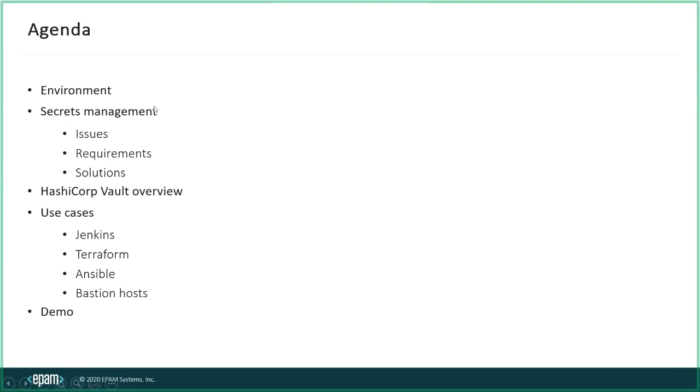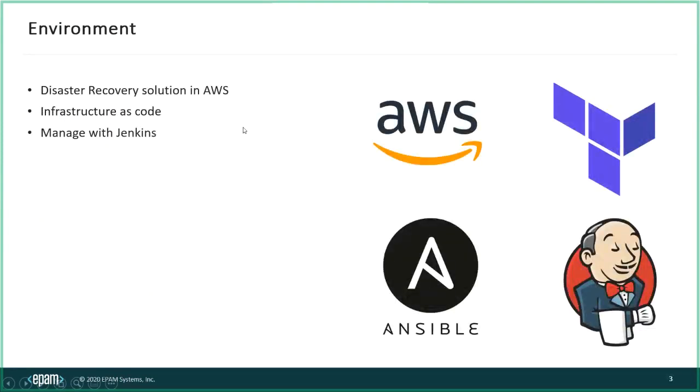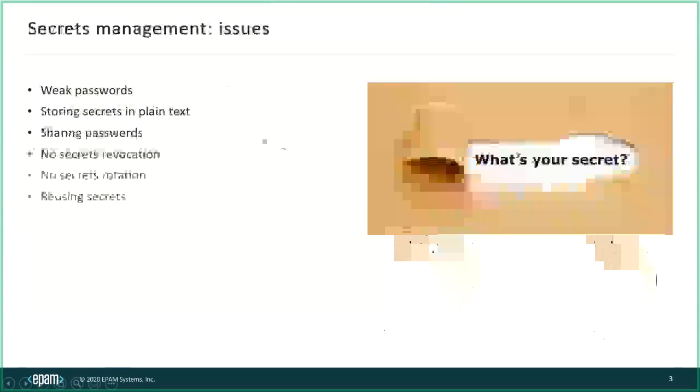So our current project is all about disaster recovery, and that solution is based on Amazon Web Services Cloud. We tend to use infrastructure as code. We run Terraform to spin up the infrastructure part. We deploy our applications with Ansible, and we manage it using Jenkins jobs and Jenkins pipelines. Okay, but how about secrets? Alex?